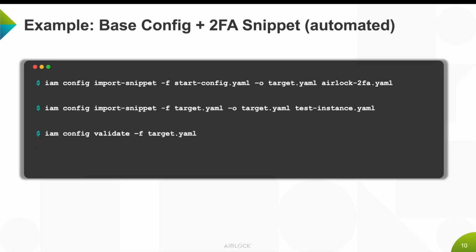Doing the same with the IAM command line tools would look like this. Note that the third command also validates the resulting composed configuration. This could be used, for example, to make a configuration pipeline fail as early as possible if the resulting configuration is invalid.